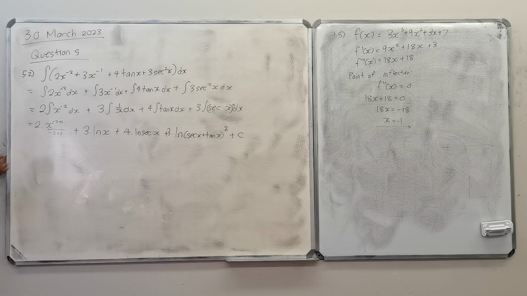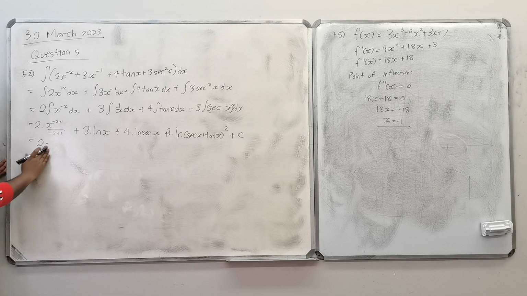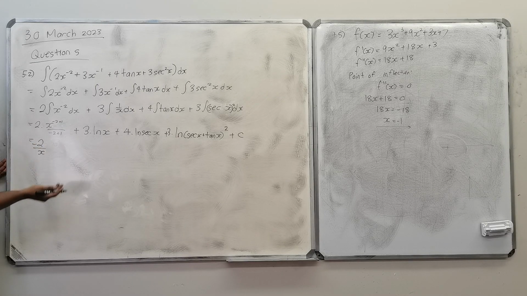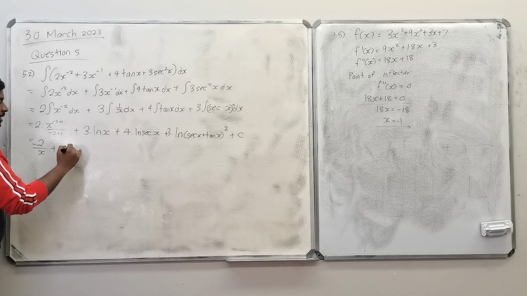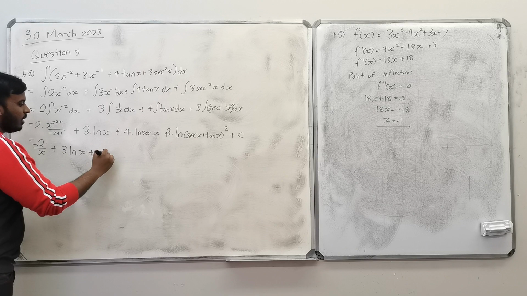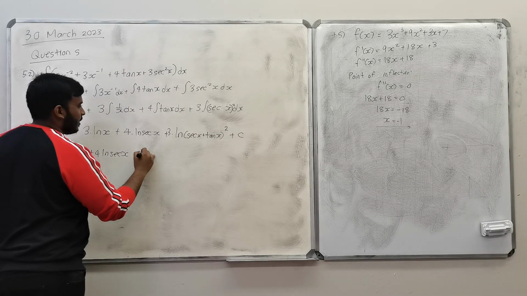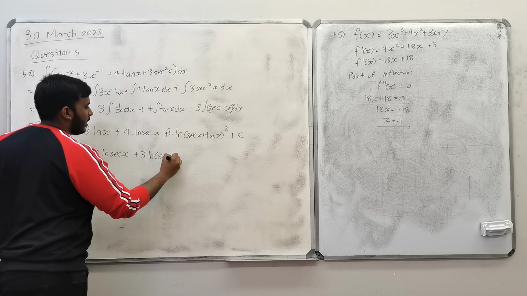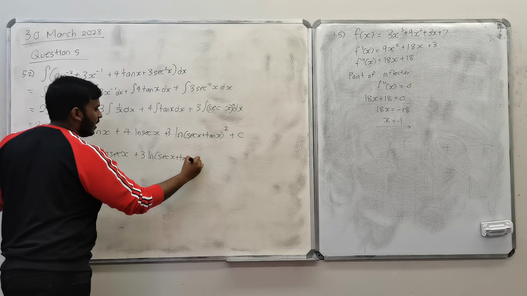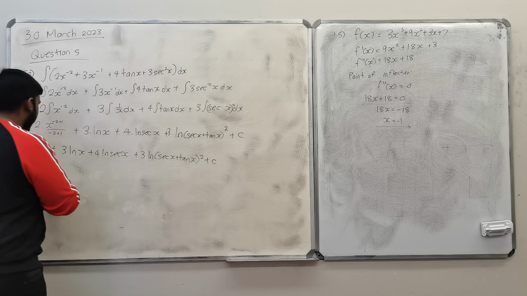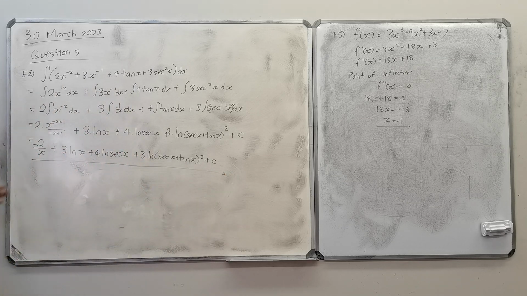Okay, it's actually not the end of your answer. You would have written it as, I forgot about this part. I made a mistake. So this is 2x to the power minus 1 all over minus 1, which I can write as minus 2 over x. Remember it's x to the minus 1, which brings it to x, plus 3 ln of x plus 4 ln of sec x plus 3 ln of sec x plus tan x squared plus c.